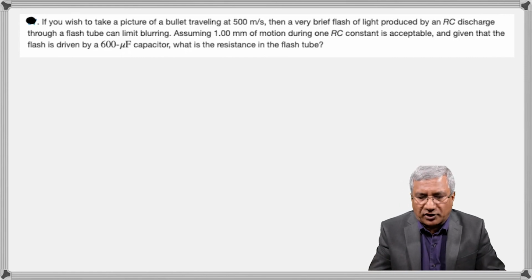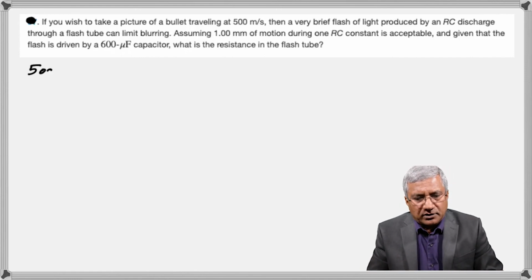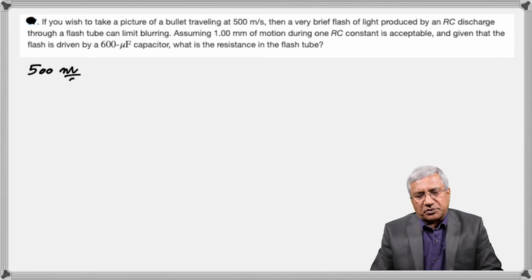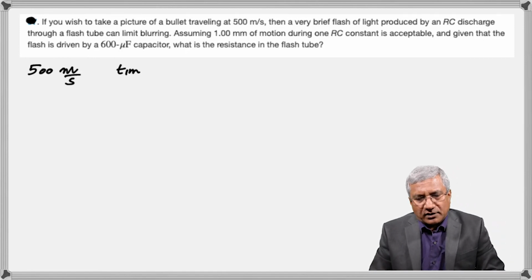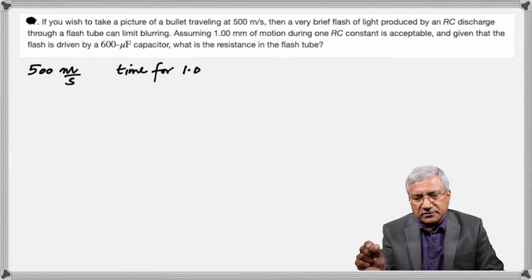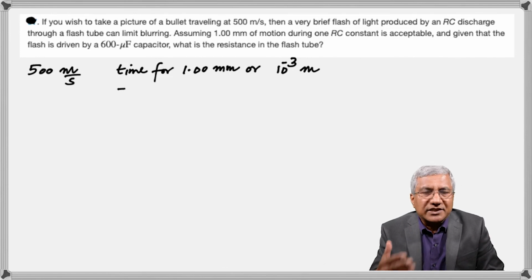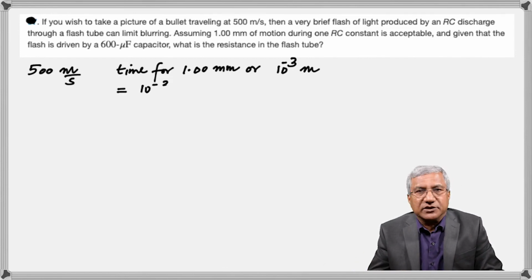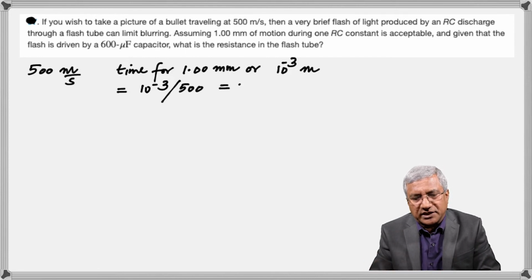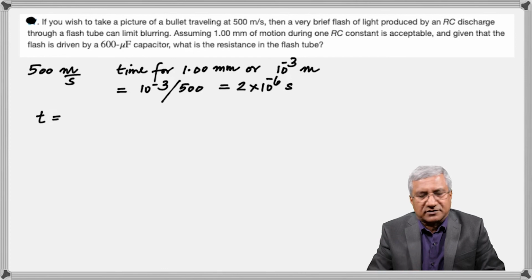And then the value of the capacitor is given. So the speed is 500 meters per second, and the time taken is the time taken to move 1 millimeter, which is 10 to the negative 3 meters. So we've got to have both in meters. 1 millimeter is 10 to the negative 3 meters. So 10 to the negative 3 by 500. Small time for sure: 2 times 10 to the minus 6 seconds.